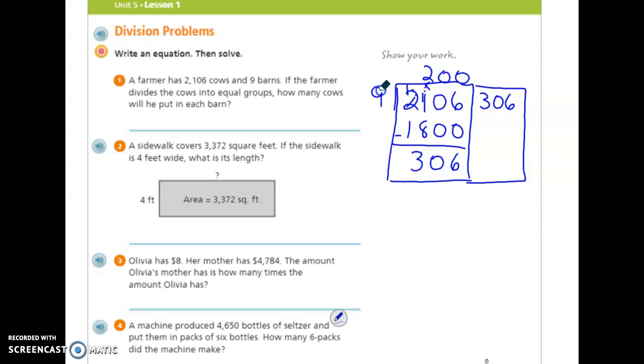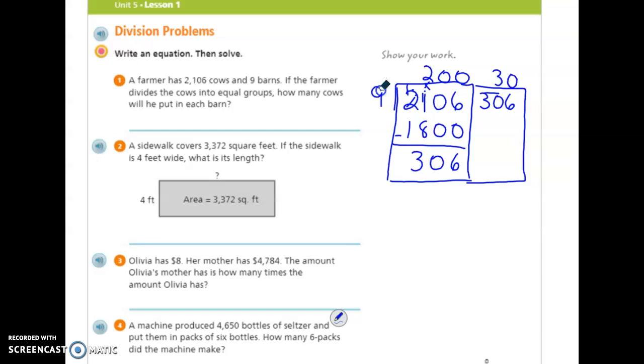Does 9 go into 3? Can I take 3 and break it into groups of 9? No, I don't have enough. 30, can I take 30 and divide it into groups of 9? Yes. Once again, go across your 9s in your multiplication chart, and which number comes closest to 30 but is not bigger than 30? Hoping you saw 27. 9 times 3 is 27, so I'm going to put my 3 here, and then above the 6 I'm going to put a 0.